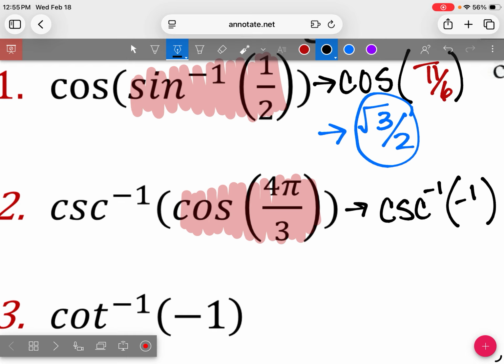Okay, now, what angle on the unit circle has a cosecant of negative 1/2? What'd you say, Miles? None of them. That's D and E. Now, if it said sine, we would have an answer. But we don't have a cosecant of negative 1/2. So this would be does not exist.